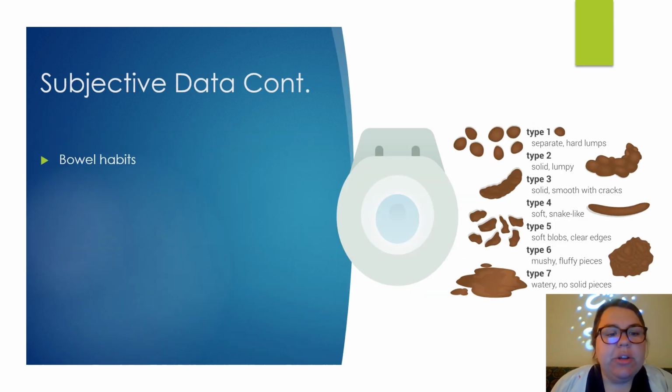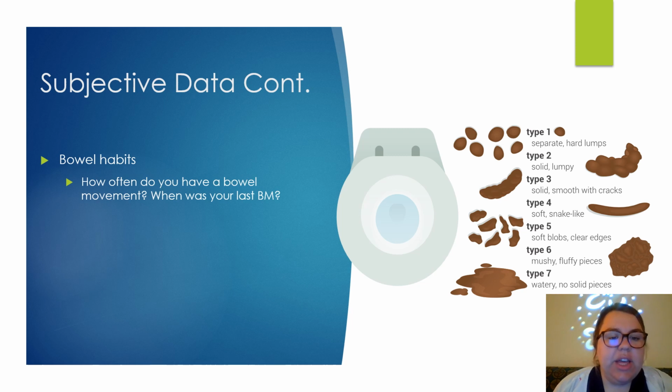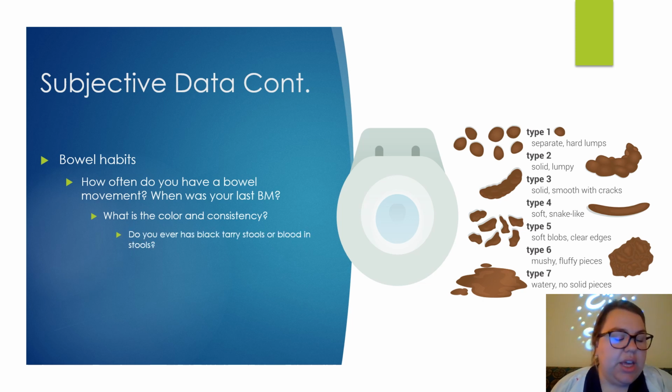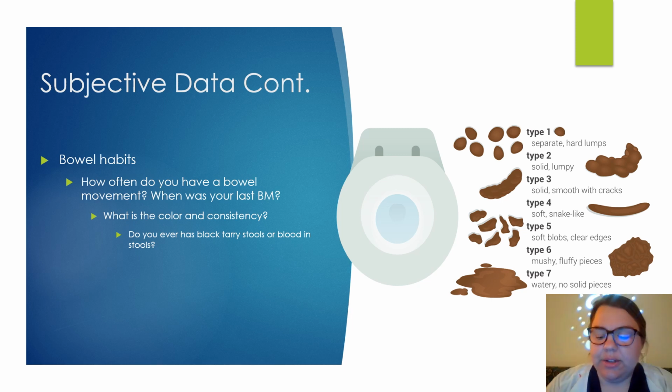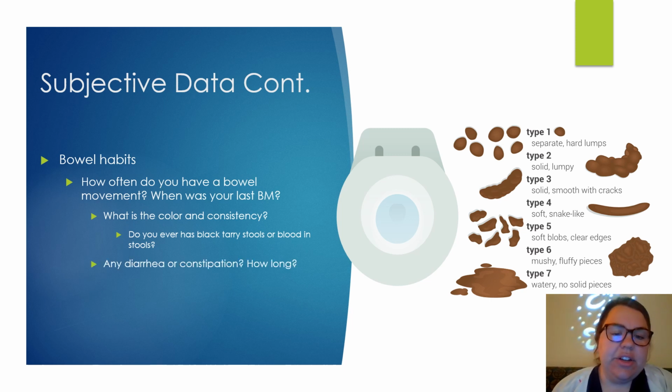So I want to know about their bowel habits. How often do they have bowel movements? When was their last bowel movement? What was the color, the consistency? Do they ever have black tarry stools or any blood in their stool? Is it bright red blood or is it black? Any diarrhea or constipation? How long has this been going on?